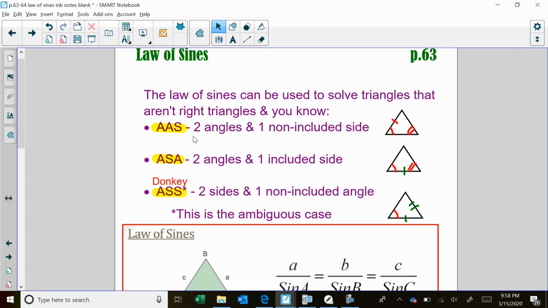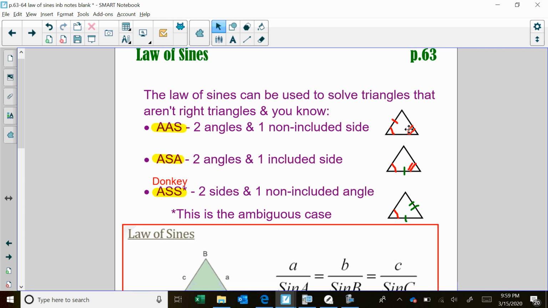So law of sines works for 3 different types of triangles. Angle-angle-side triangles, angle-side-angle triangles, and what I commonly refer to as a donkey triangle. Because for obvious reasons, if your mom's watching this video, I don't want her to think too badly of me. So that's a triangle that didn't really exist in geometry, but these two did. And here are pictures of what each one of them would look like marked up.